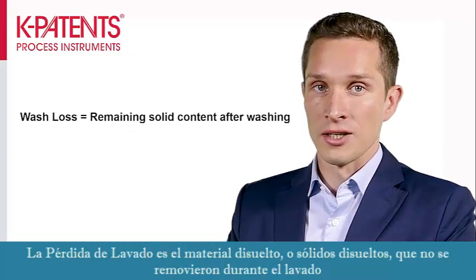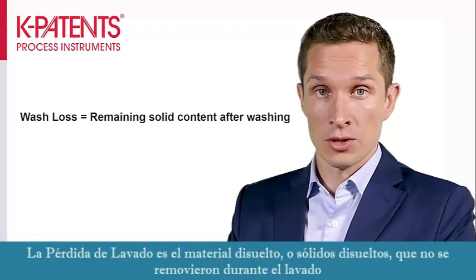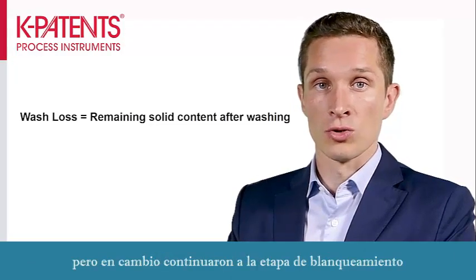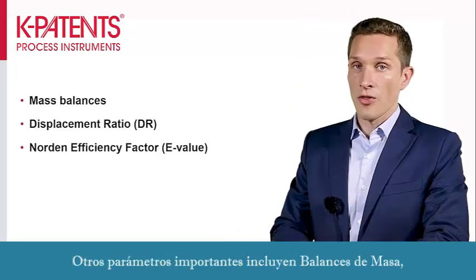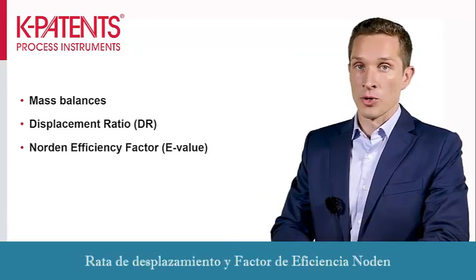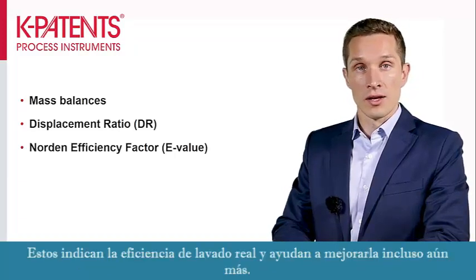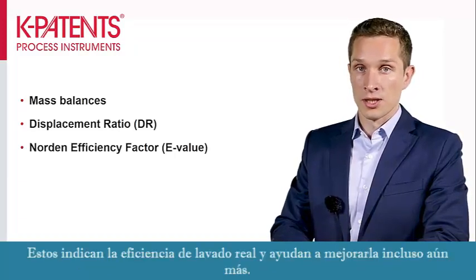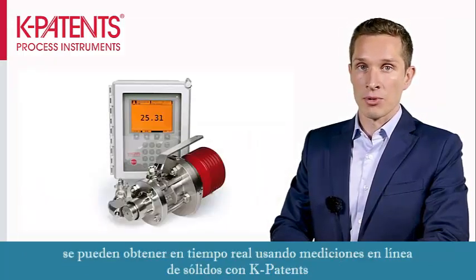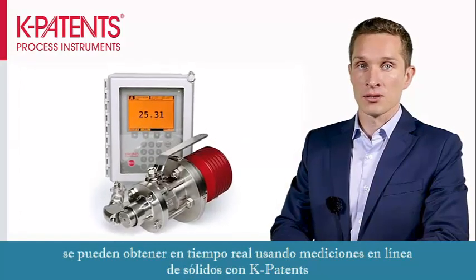Wash loss is the dissolved material or dissolved solids which were not removed in the washing, but instead continue to the bleaching stage. Other important parameters include mass balances, displacement ratio, and the Northern efficiency factor. These indicate the true washing efficiency and even help to further enhance it. The wash loss as well as these important parameters can be obtained real-time by using K-Patents inline solids measurements.